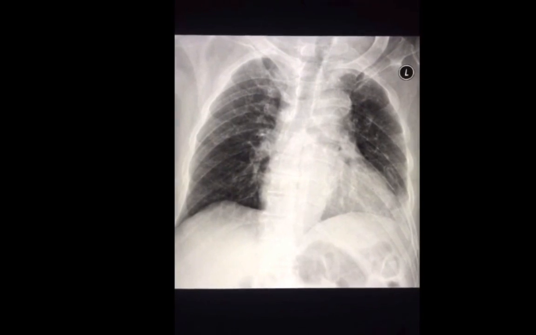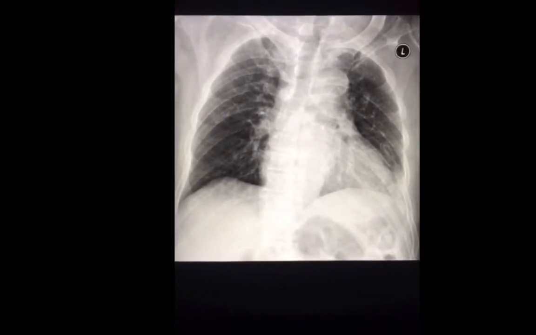If you're suspecting rib fractures, dedicated frontal and oblique rib views may help you detect minimally displaced fractures. So always check the bones on chest radiographs.